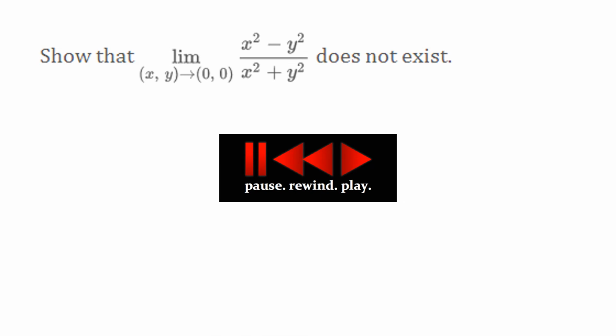And in fact, here's something to maybe test your understanding. And this is one of the functions that we thought the limit might not exist. So I want you to show that the limit as (x, y) tends to (0, 0) of (x squared minus y squared) over (x squared plus y squared) does not exist. You know what to do. Let's see how you did.